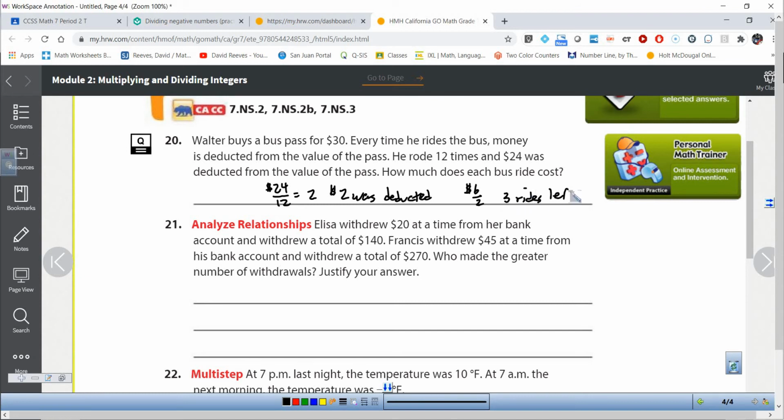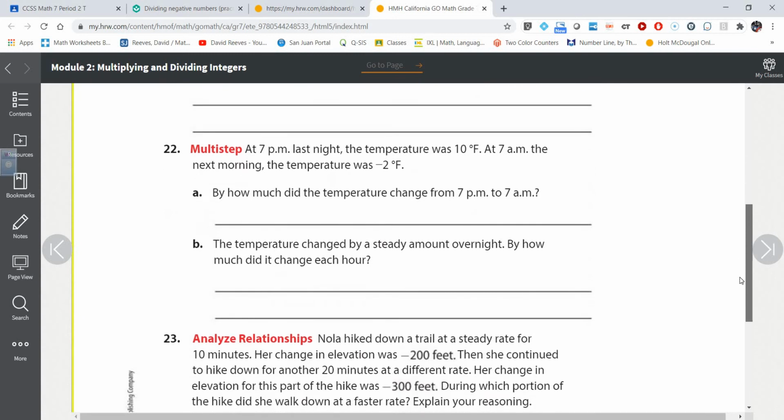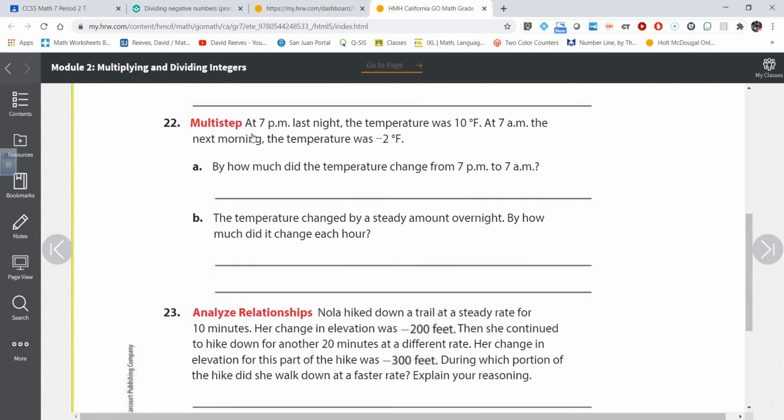Again, they didn't ask that question, but they sure could have, huh? That would have been a great follow-up question. All right, how about this one? Multi-step problem. At 7 p.m. last night, the temperature was 10 degrees Fahrenheit. At 7 a.m., it was -2. By how much did the temperature change?